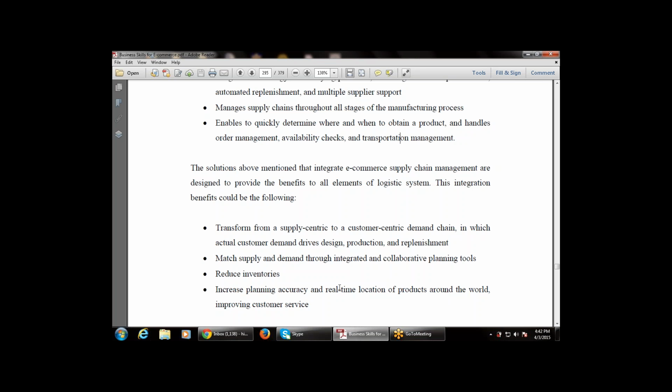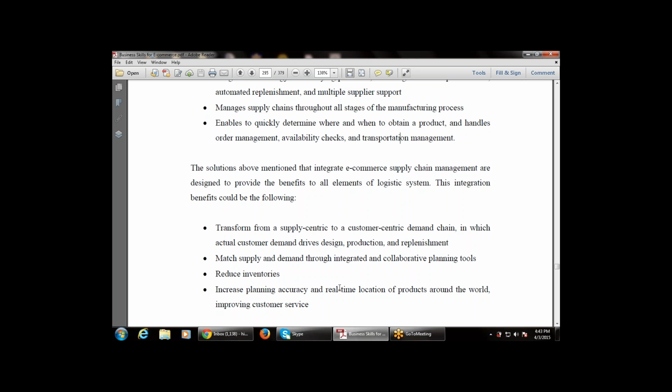After integration, what are the benefits? They include the following. Transform from a supply-centric to a customer-centric demand chain in which actual customer demand drives design, production and replenishment. So, transform from a supply-centric to a customer-centric demand chain in which actual customer demand drives design, production and replenishment.